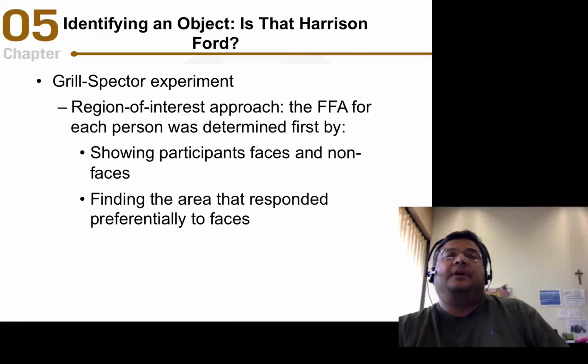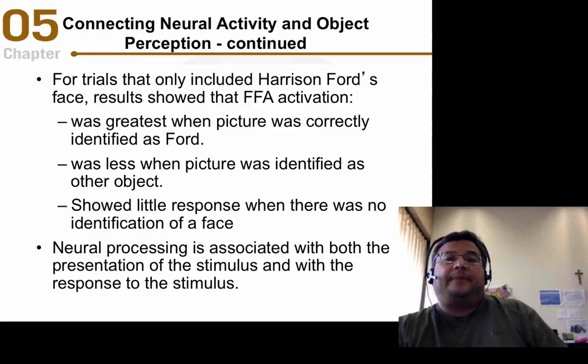So whenever the subjects perceived a face, whenever the subjects were presented with a face, the fusiform face area would become activated. It wouldn't become activated with the random pattern, but it would become activated preferentially to the faces.